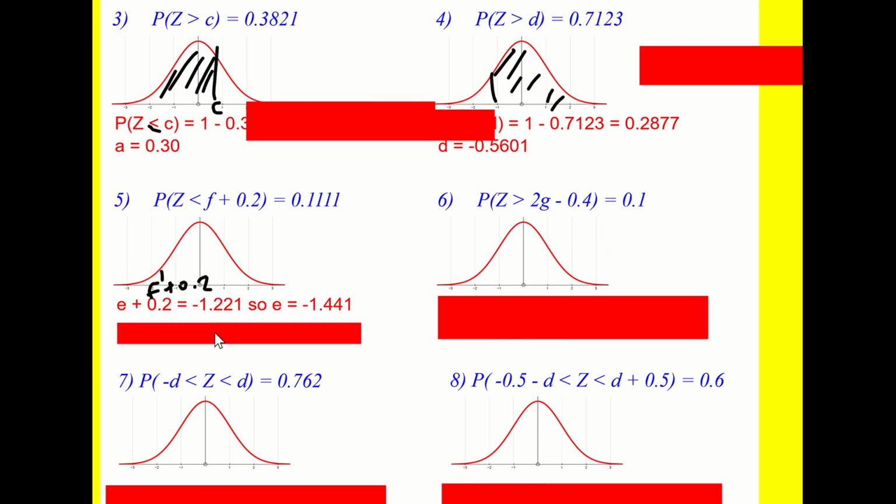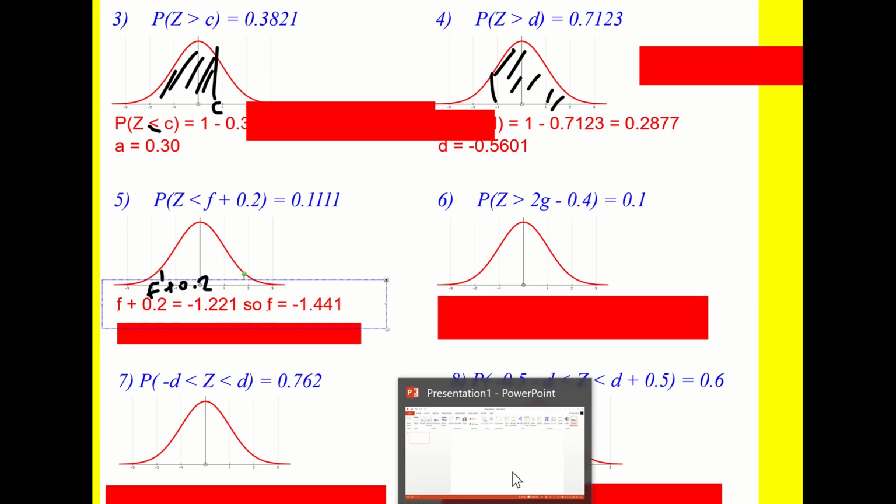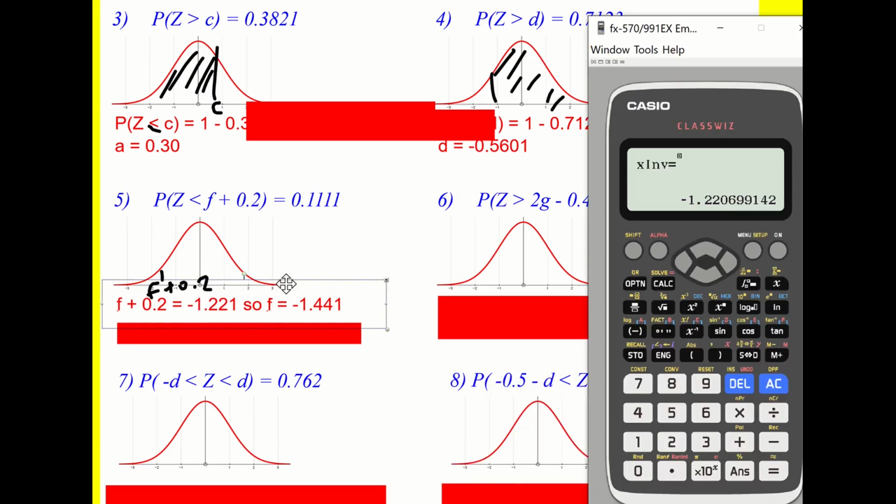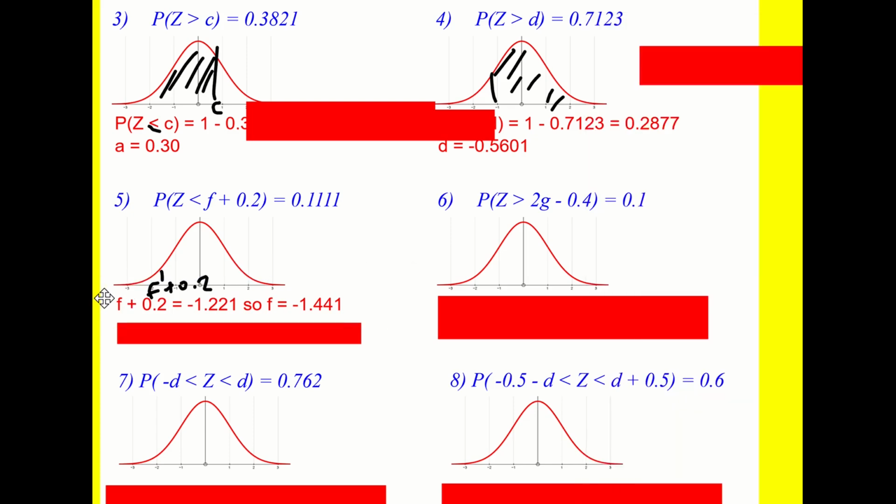So then I just need to minus 0. Okay, I called it e. Why did I call it e? A few little mistakes creeping in here, but you get the idea. F plus 0.2 is this, minus 1.221, as you can see. So then I just need to minus 0.2 from it. It's a bit like when you solve a trig equation, x plus 30 degrees or whatever. I just need to undo that value as well. Okay, have a go at number 6.